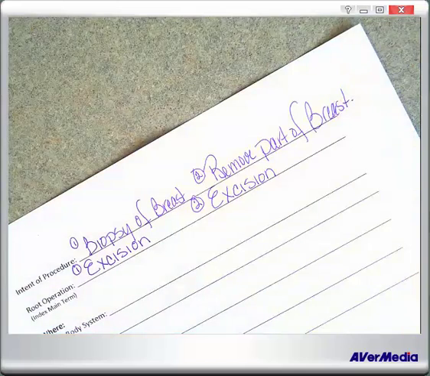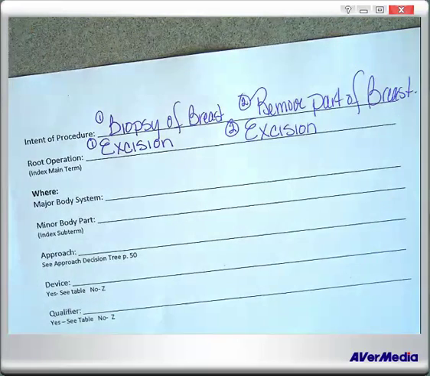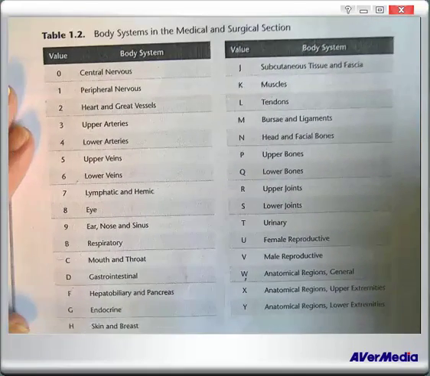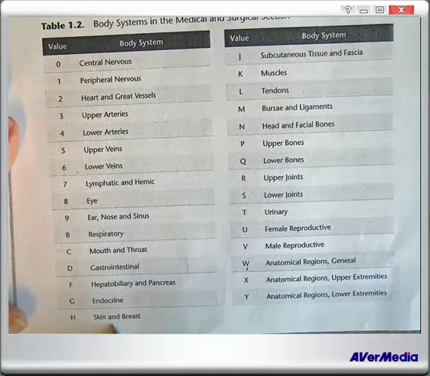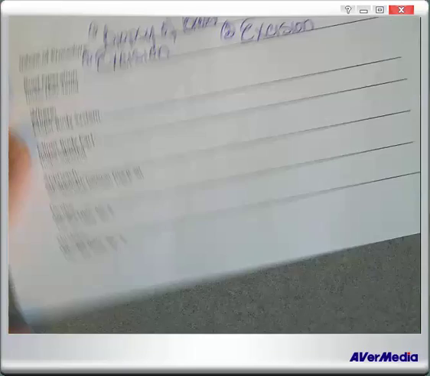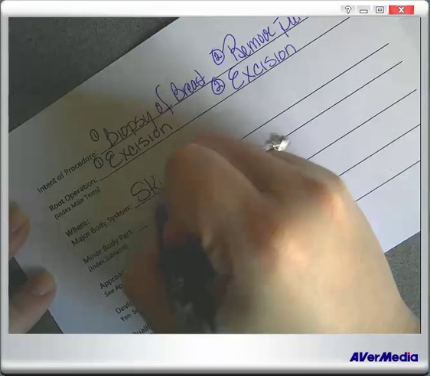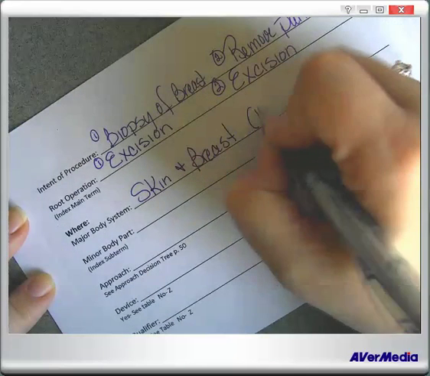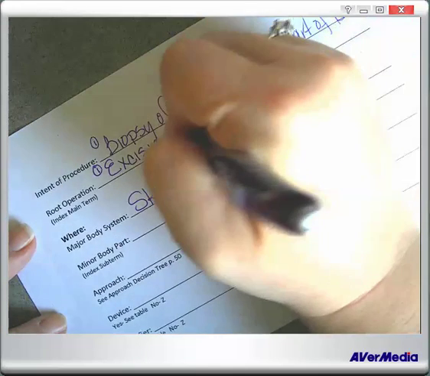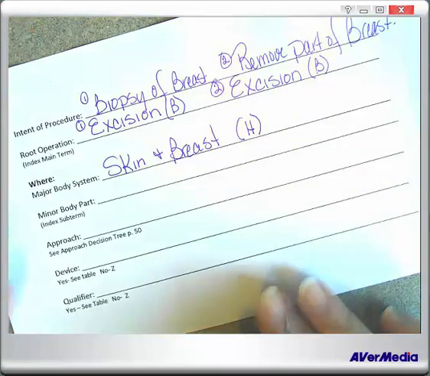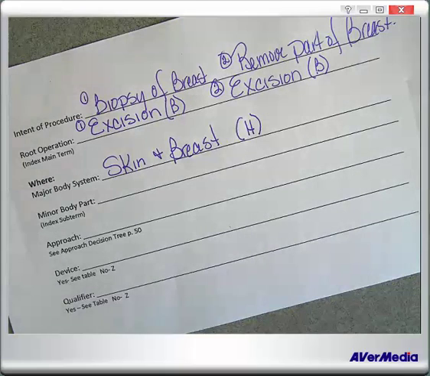Okay? Now, let's get out our major body system list. And we're dealing with the breast. So, we're going to look for skin and breast. All right? And that is a value of H. So we know for both, it's skin and breast with a value of H. And we know that the value of excision is B, right? Now, what's our minor body part here? Well, our actual body part is the left breast, right?